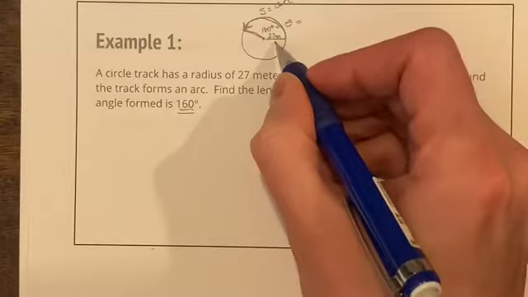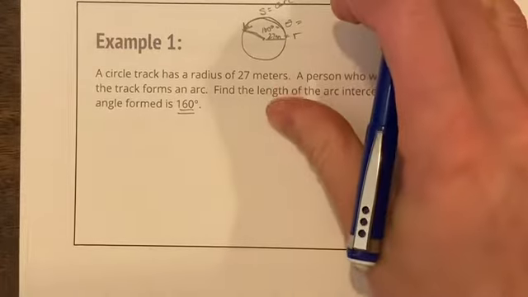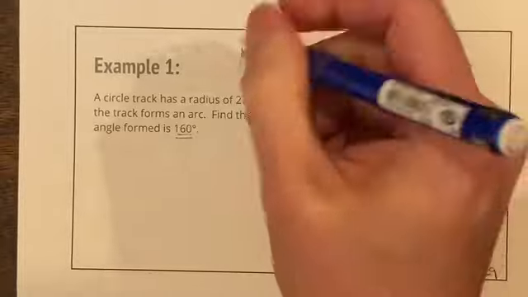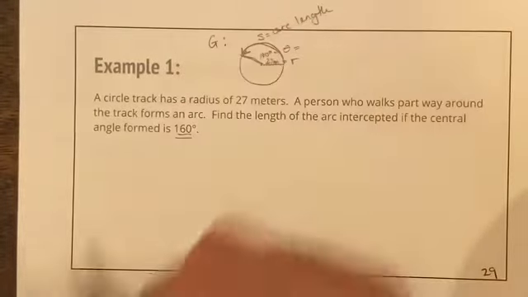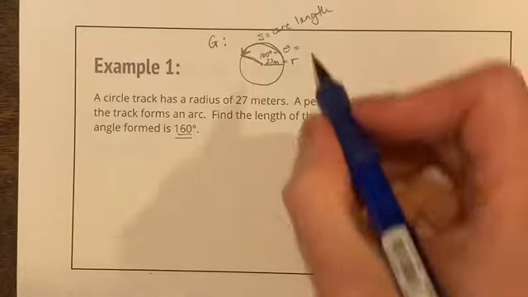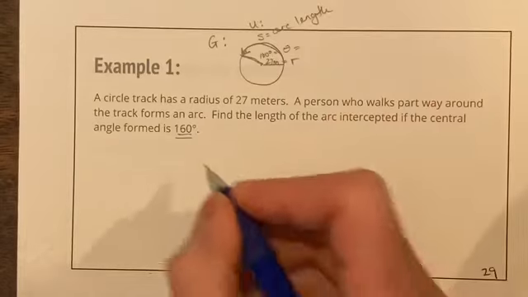We also have our radius here, which is 27 meters. So that's our given information. We do have some given information in this word problem, so we're going to set up the GUESS method. For our unknown, that's going to be our arc length.